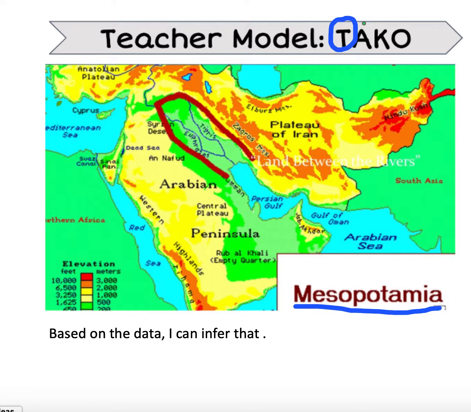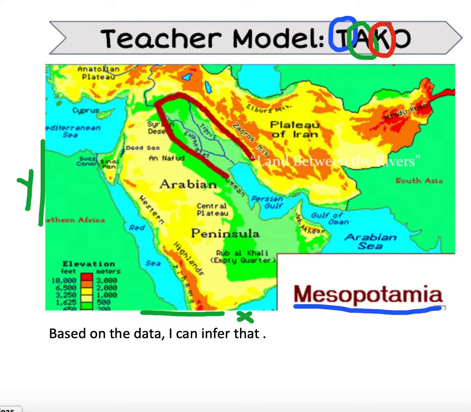So the next letter in the Tako model is the A for axis. And if this were a chart or a graph, I would have you read and code the x-axis on the bottom and the y-axis along the sides, just so that you know specifically what the chart or the graph is measuring. In this case, though, we do not need to do that since this is a map.